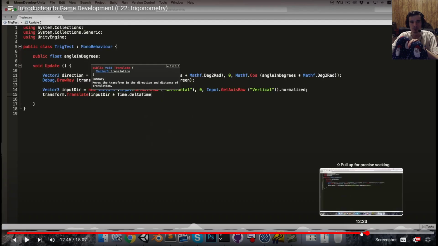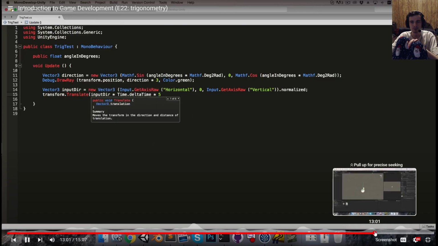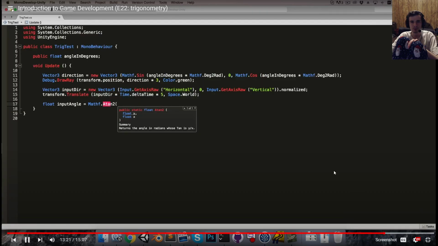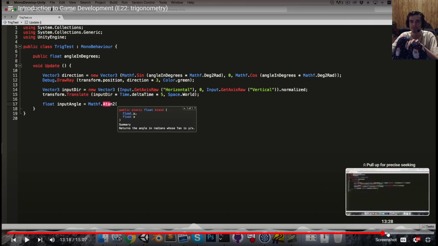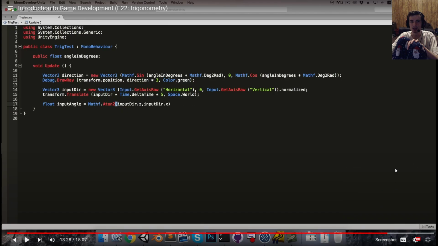Let me think. Let's just give it a speed of the z and x components. So input direction dot. I swear, when I make a game, this right here I'm going to make into a method right away, if there's not already a built-in one. Okay, I'm tired.